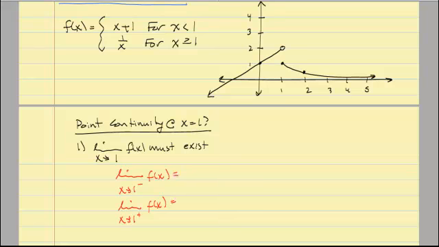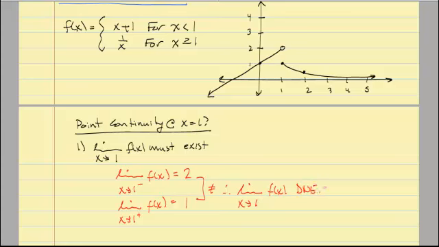Okay, let's go ahead and approach from the right. As we approach 1 from the right, my x value is approaching 1 from the right, my y value is approaching 1 as well. And in fact, it actually equals 1 from the right. Now from the left, as x gets closer and closer to 1, my y value is getting closer and closer to 2, but notice that I never actually equal 2. These are not equal, therefore the limit as x approaches 1 of f of x does not exist.